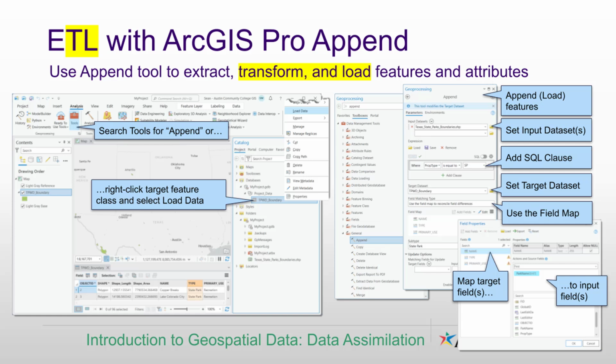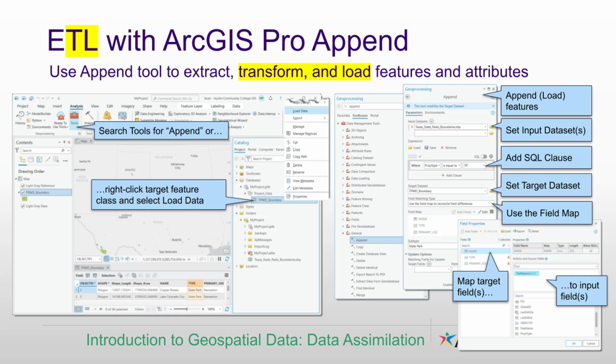And then you need to configure the Append tool. It starts with your input data set, and that is the source features and/or records which you are loading into your target data set. Then you can add a SQL clause if you would like to restrict the features and/or records of the input data set. Then you need to set the target data set. So in this case, my input data set is set to the Texas State Park Boundaries shapefile. I'm going to restrict the values to prop type is equal to SP for state park, and I'm going to load those features and records into my TPWD_boundary geodatabase feature class.